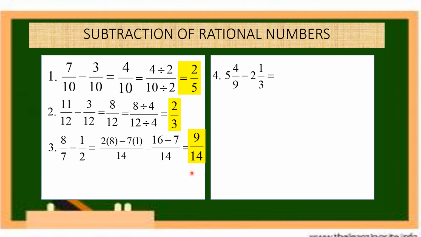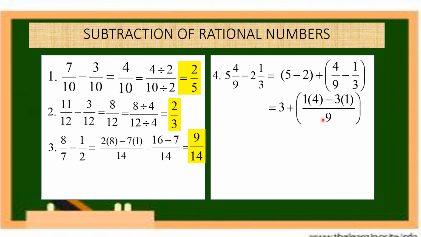We are in the last number. We have 5 and 4 over 9 minus 2 and 1/3. We subtract 5 minus 2 plus the quantity of 4 over 9 minus 1/3. 5 minus 2 is 3. And for this fraction, we have the LCD of 9. So if we have the LCD of 9, 9 divided by 9 is 1 to be multiplied by 4. 1 times 4. 9 divided by 3 is 3 to be multiplied by 1.